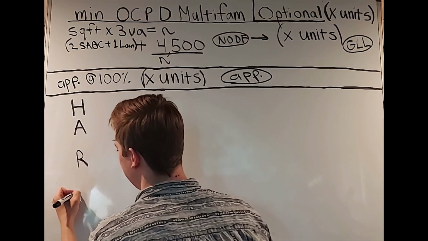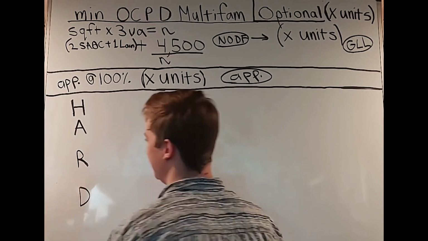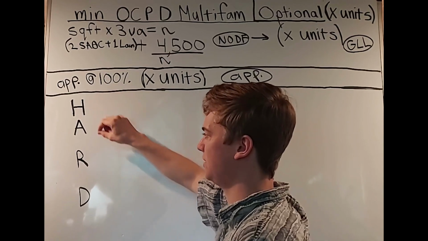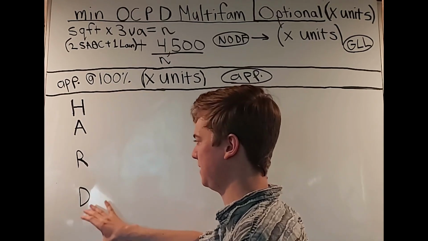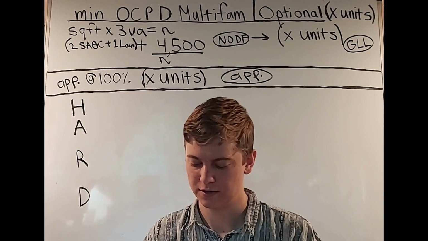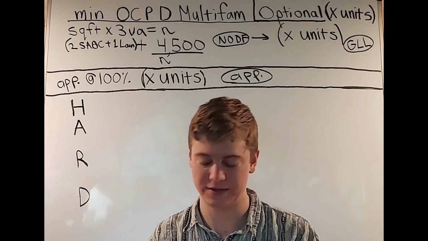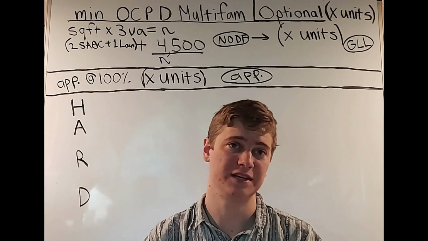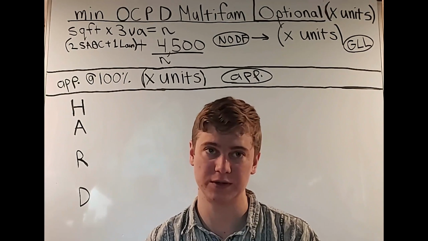Okay, next we have HARD, and I normally do draw it just like this, where the H and the A are a lot closer, and then the R and the D have a space. This is because, like always, for the heat and the AC, we're picking the bigger one. Okay, it's good to know that using the optional method, you do have demand factors for your heating if you're doing a single family dwelling. But here we're doing multifamily.